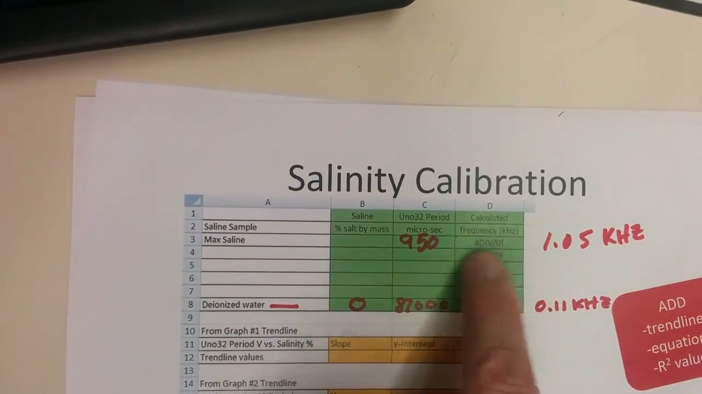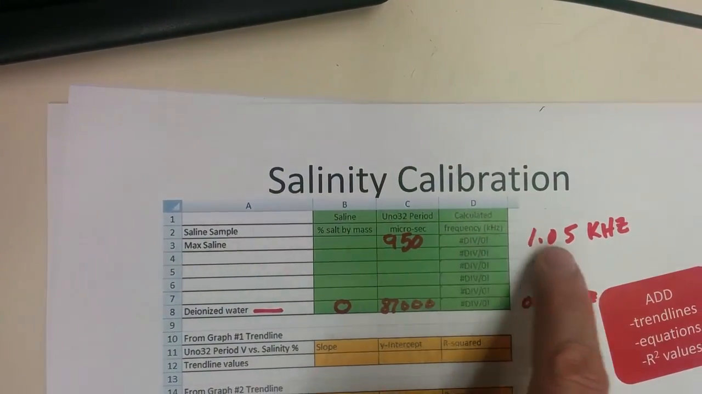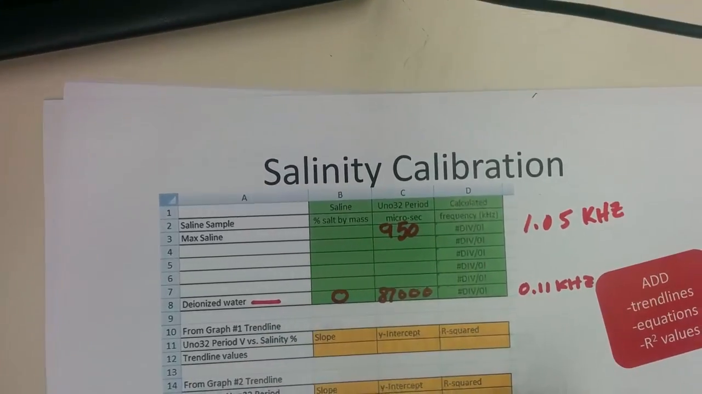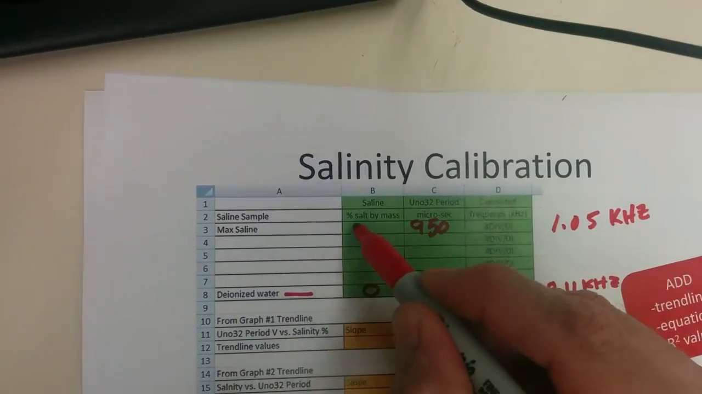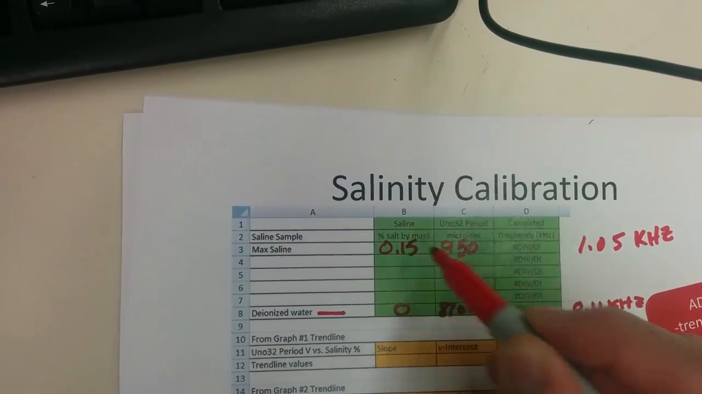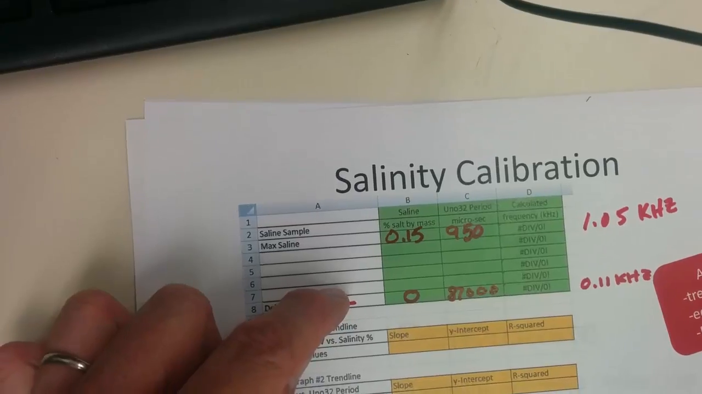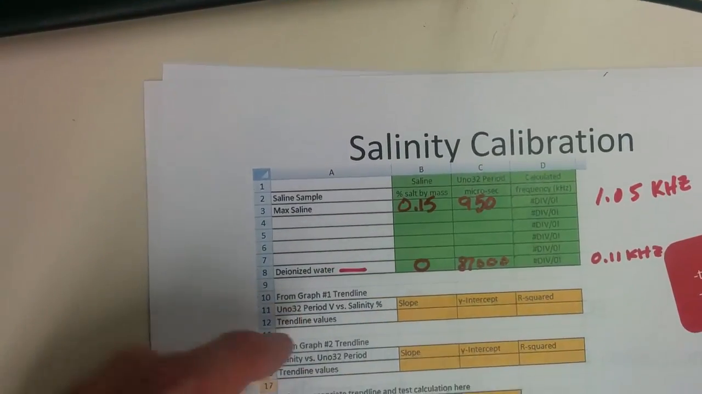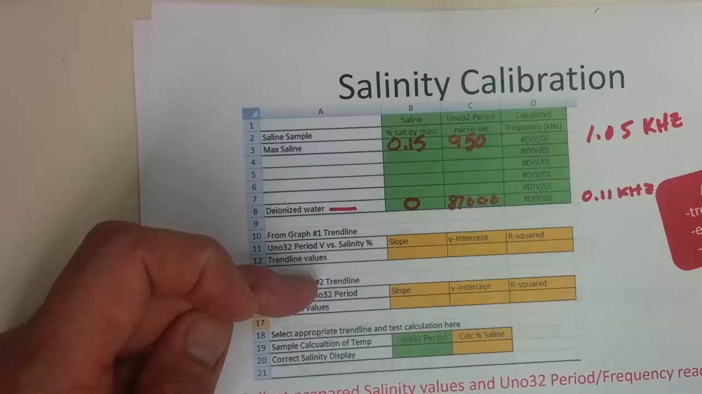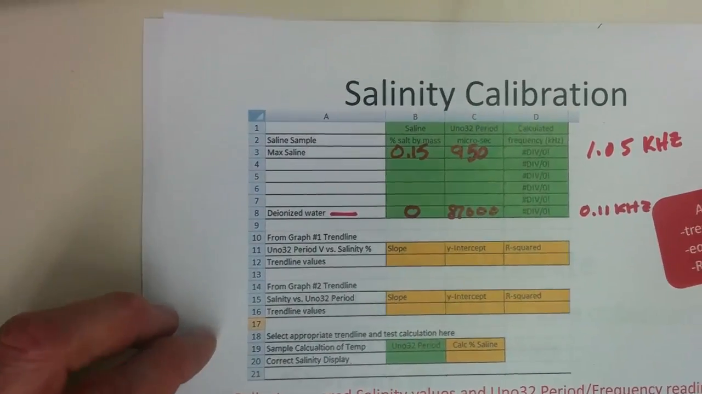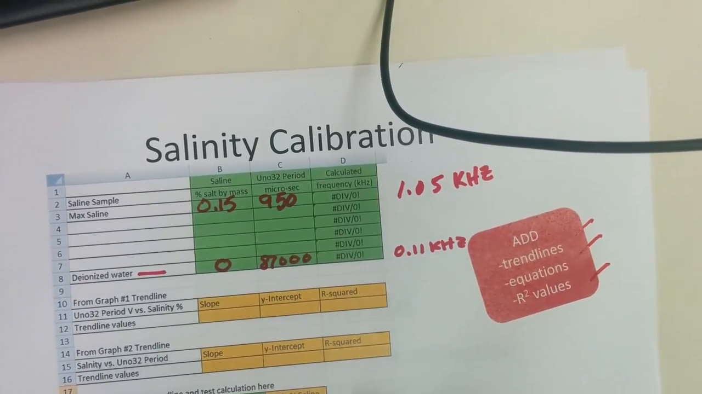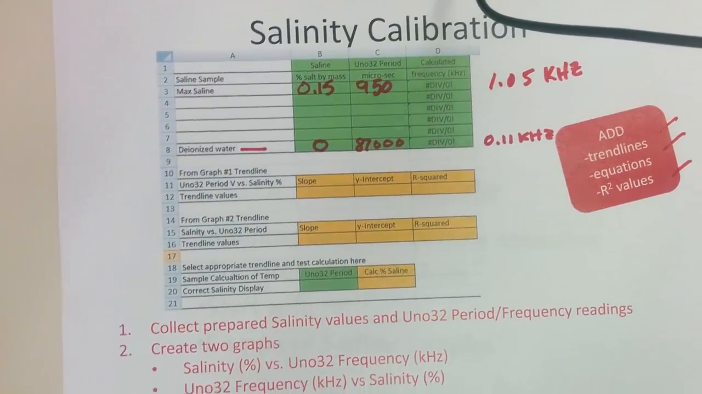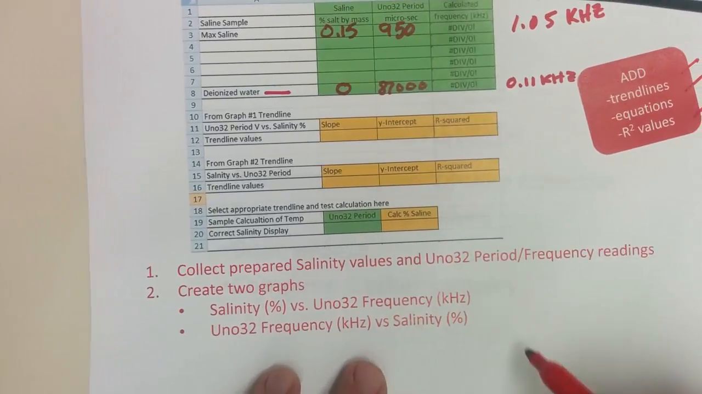Again, those formulas will invert this and calculate the frequency, so it's a good check for you. Now again, this data is the frequency and the percent salt, and I'll put that here as well, the highest salt we have. You'll fill in the blanks with your samples and then make the two graphs and determine which trend lines and equations you should be using for your calibration. Once you're done, edit the calibration and have your two graphs, and you're set to go.